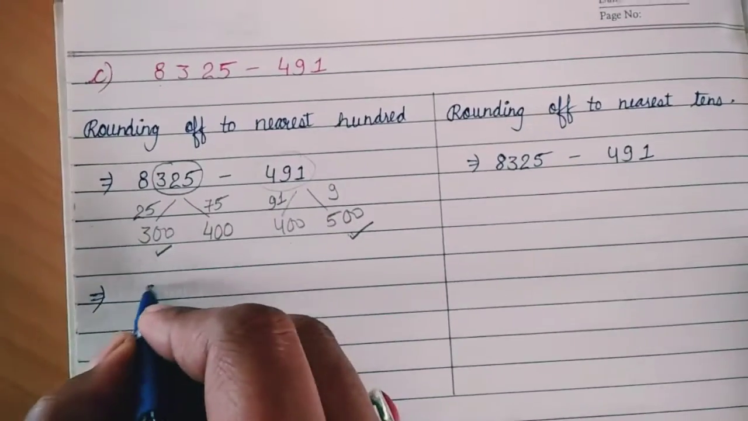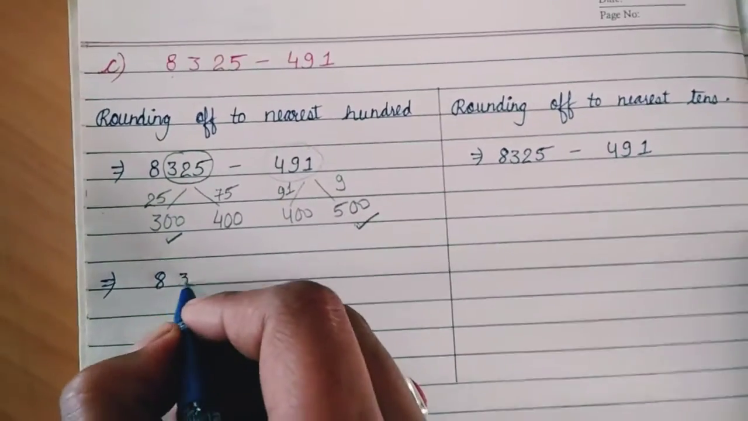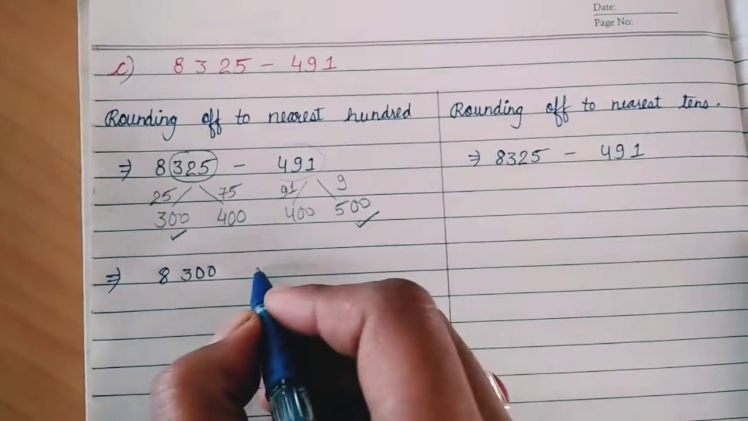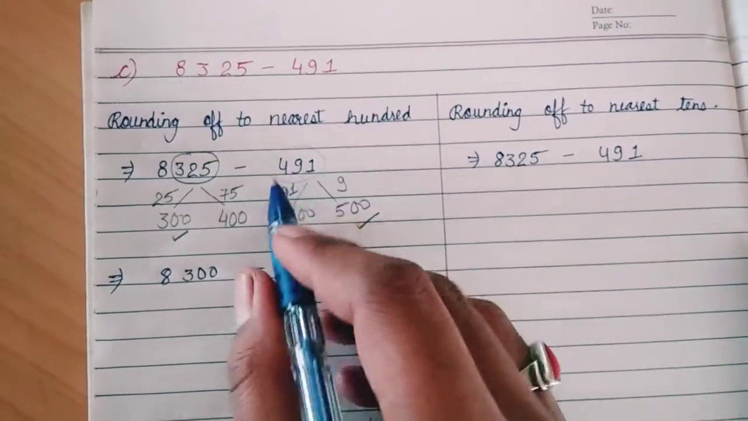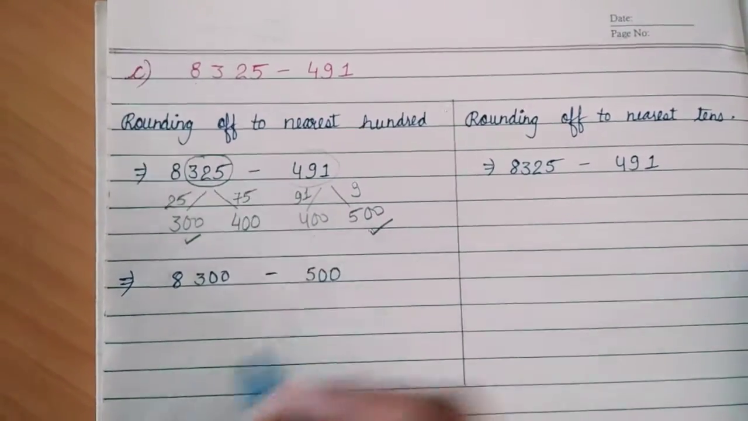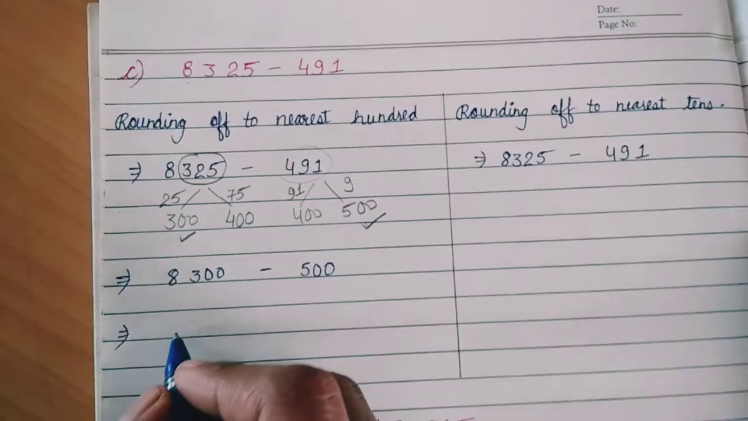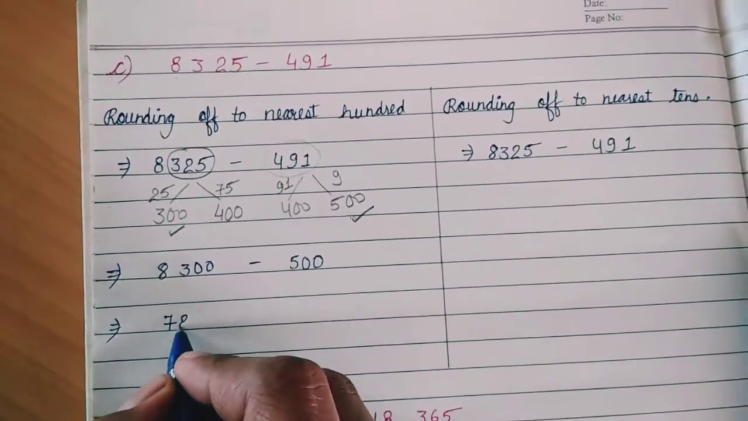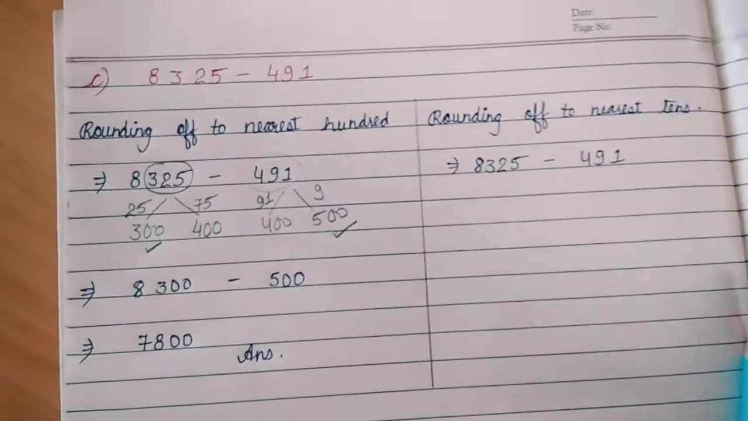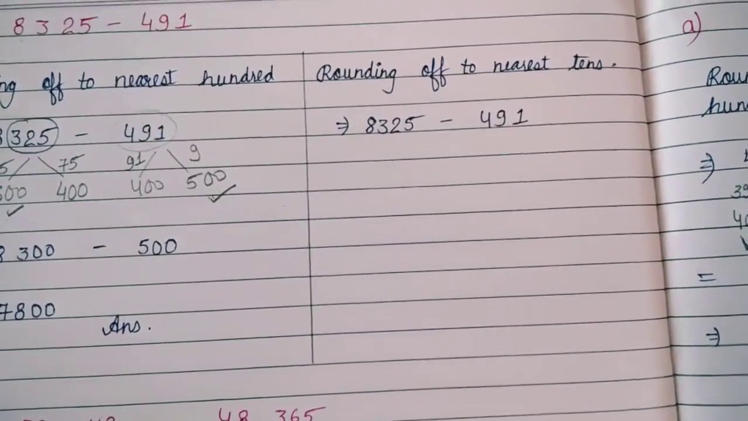Simply 8,300. On the place of 325 we will write 300, minus, on the place of 491 we will write 500. After subtraction, what will we get? We will get 7,800 after estimating to the nearest 100.